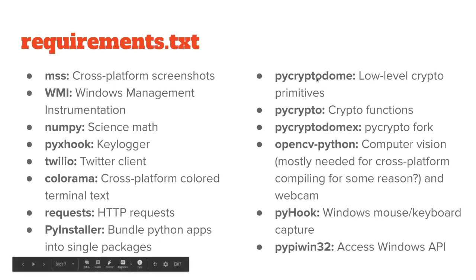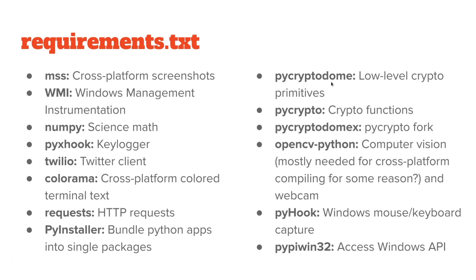Then there's three crypto libraries they use. There's PyCrypto, which is the standard one. There's PyCryptodome, which has other crypto capabilities, and there's PyCryptodomeX, which is just more algorithms, because they use all this for both payload encryption and building the crypto miner and building the ransomware, so they use crypto for stuff. There's OpenCV, which is a computer vision thing, but they basically use it to get the webcam streaming working.